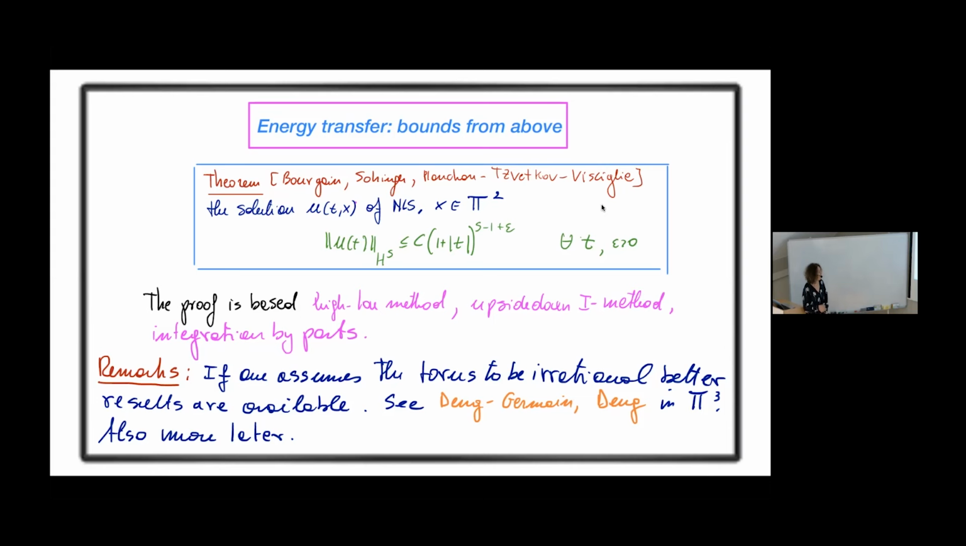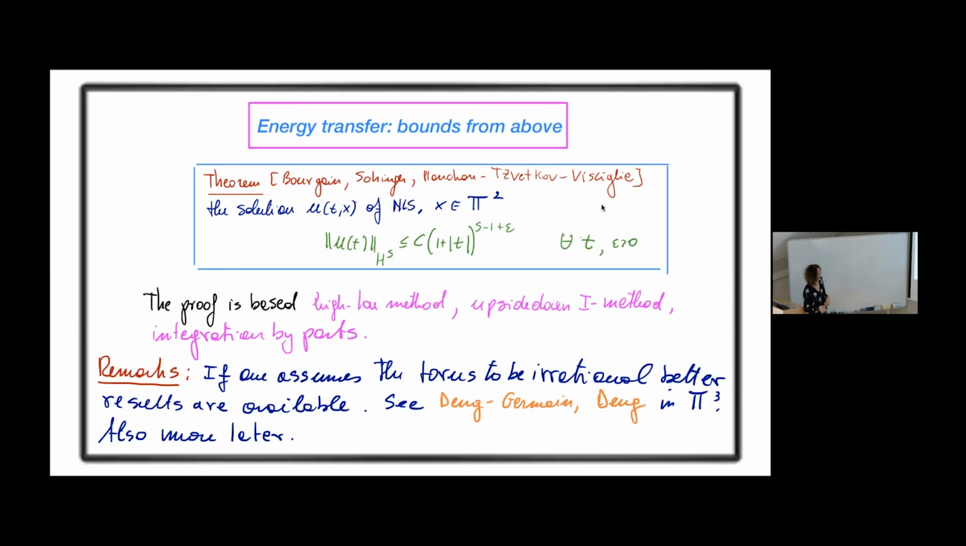Now, there are different proofs of these results, the so-called high-low method, the upside-down I-method, both of which use Strichartz estimates, or a different point of view, that of Planchon, Tzvetkov, and Visciglia, which is based more on integration by parts. If the torus is irrational, and this will be a very important part of my next few slides, then you expect that this polynomial has a lower degree. And in fact, this was, in a way, exploited and proved in some sense by Deng, and then in dimension 3, though not for the equation that I just put here, it was in higher dimension.